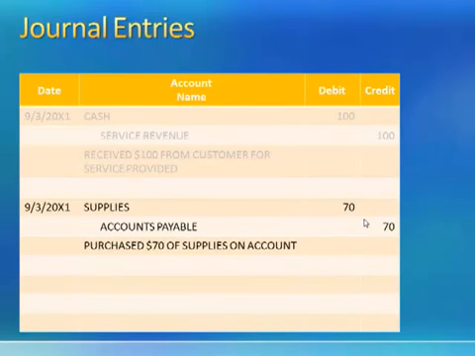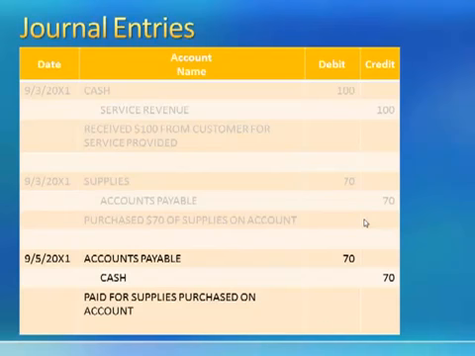Our next journal entry happened on 9/3 of year 1, and we see supplies being debited for $70 and accounts payable being credited for $70. The description is we purchased $70 worth of supplies on account. The economic event that occurred was the purchase of $70 of supplies on account. The accounting transaction that recorded this economic event was to debit supplies $70 and to credit accounts payable $70.